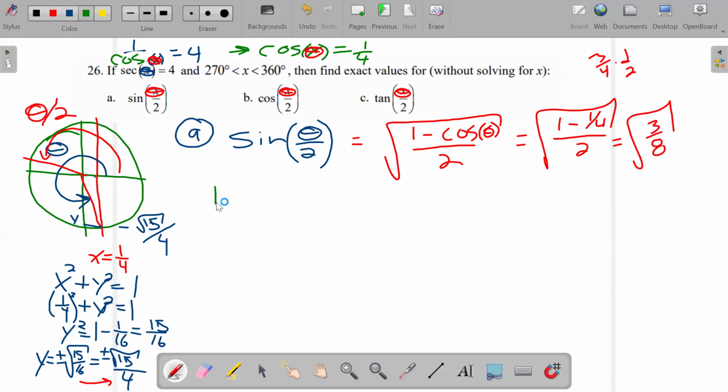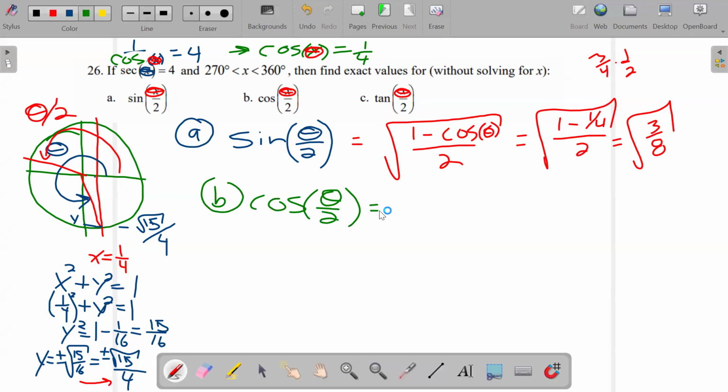Cosine theta over 2 is a similar formula. We have to decide whether we want the positive or the negative. What do we want in this case? Positive or negative root for cosine of theta over 2?